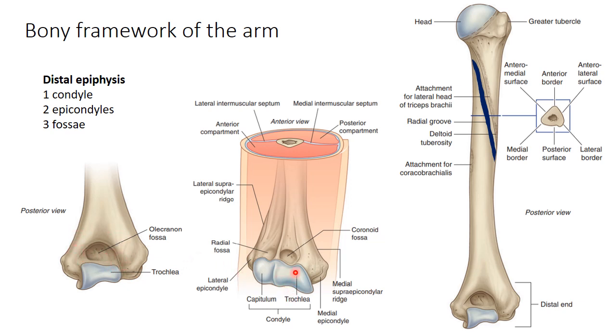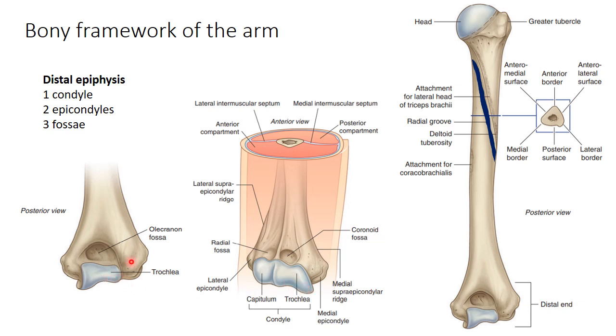The condyle on the anterior aspect is divided into two parts. The lateral part is called the capitulum. Capita means head, so this part of the condyle of the humerus is called the capitulum because it looks like a head. The medial part, which is larger of course, is called the trochlea. Trochlea means pulley-like, it resembles a pulley.